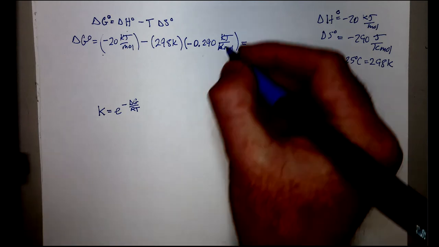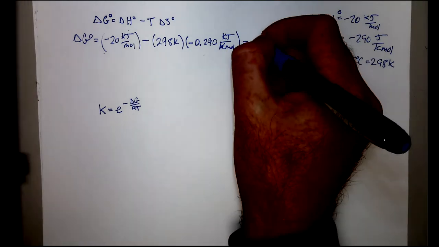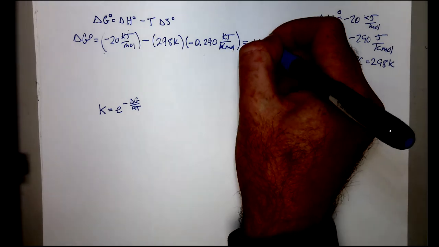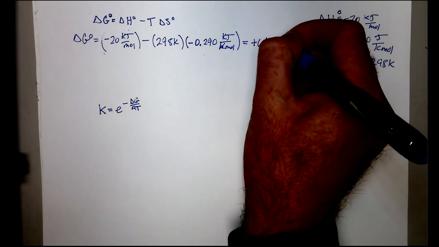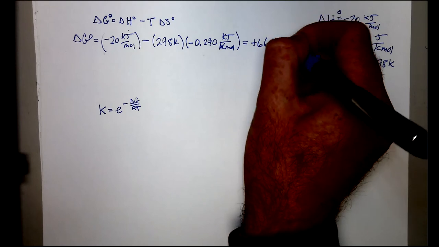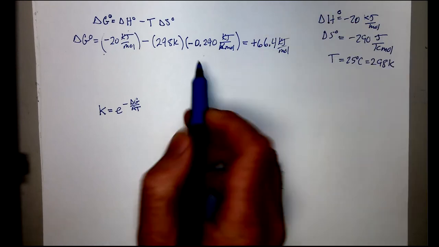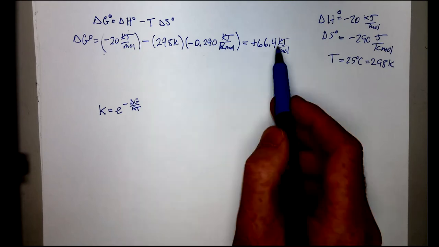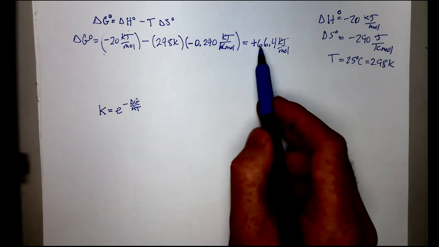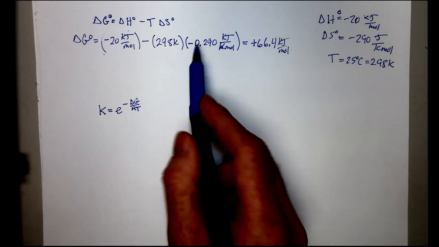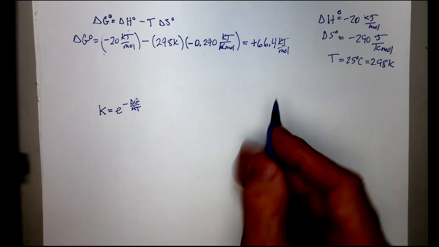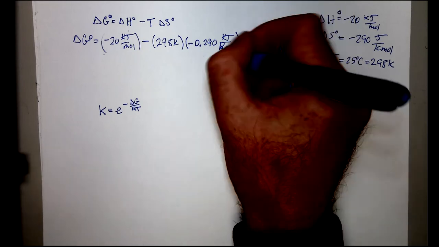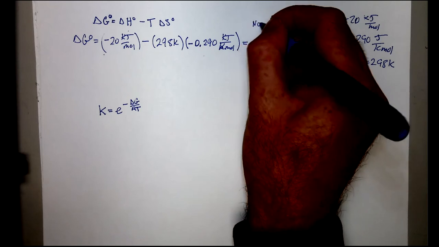So then we get a positive 66.4 kilojoules per mole. So in this case, the entropy dominates at room temperature, and we get a non-spontaneous process because I've got a non-spontaneous entropy. And so we'd say this reaction at the current temperature is non-spontaneous.